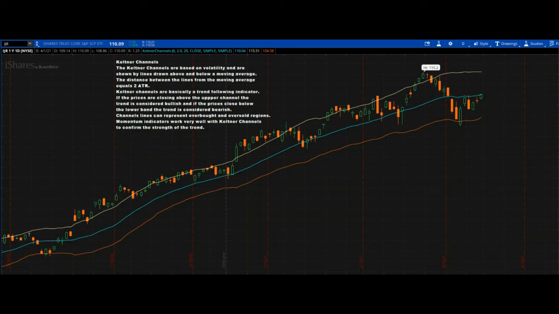Channel lines can represent overbought and oversold regions. So maybe this region right here is overbought. Usually momentum indicators work very well with Keltner channels to confirm and show the strength of a trend.